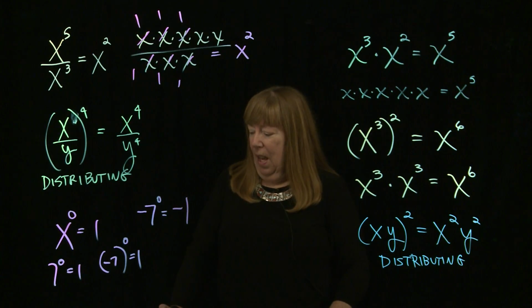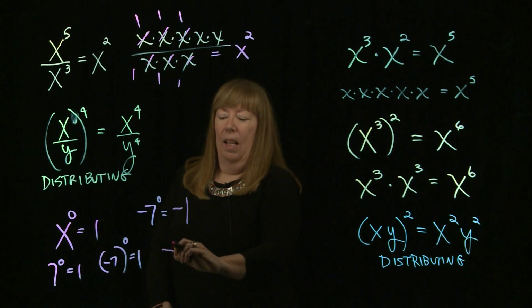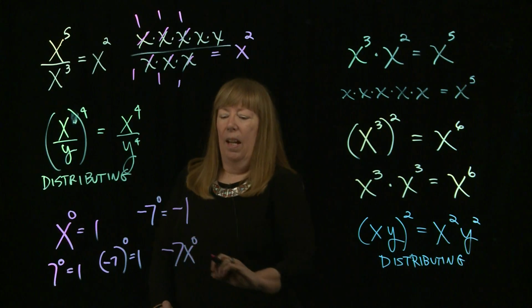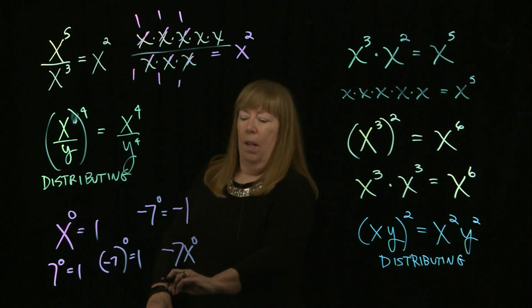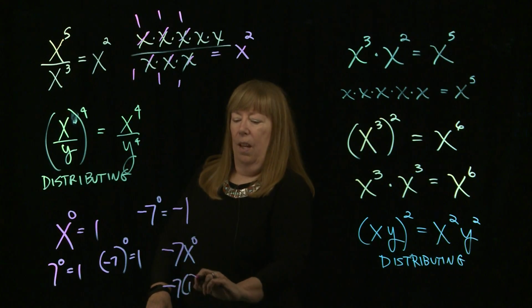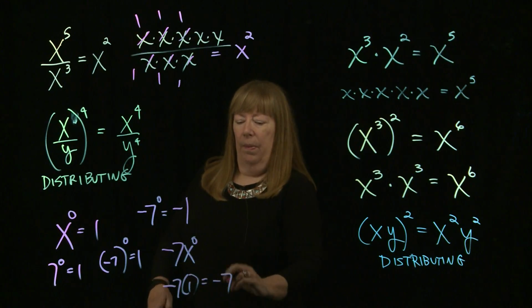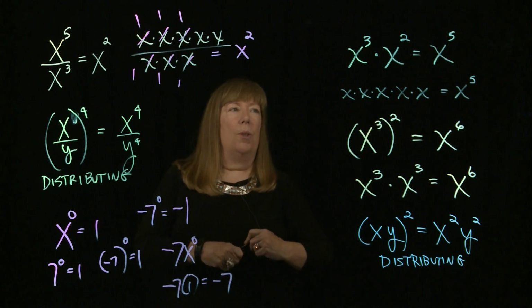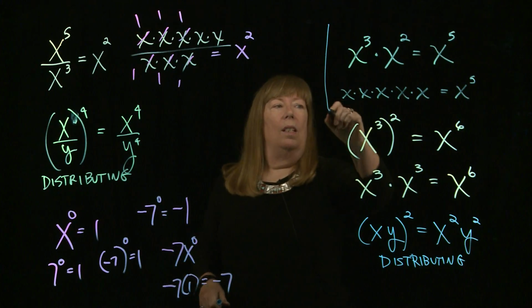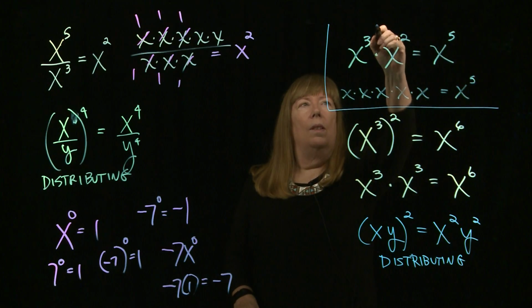Very good. One more of these. Negative 7 times x to the 0. Well, x to the 0 is 1, and negative 7 times 1 is negative 7. And here you have the first 6 rules for exponents.